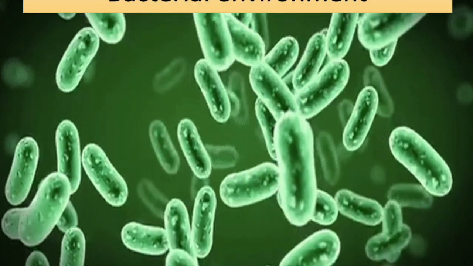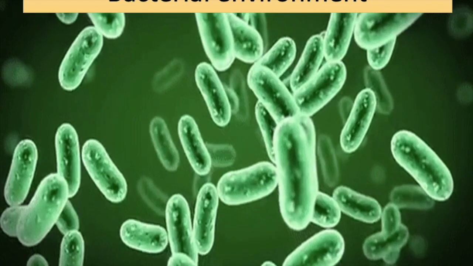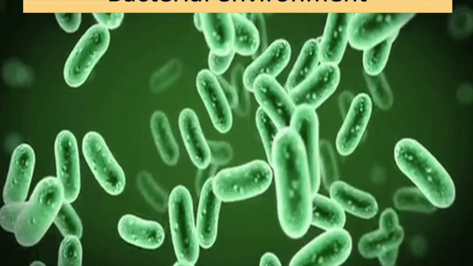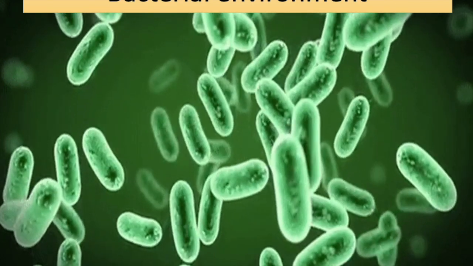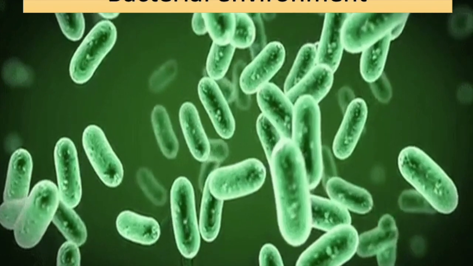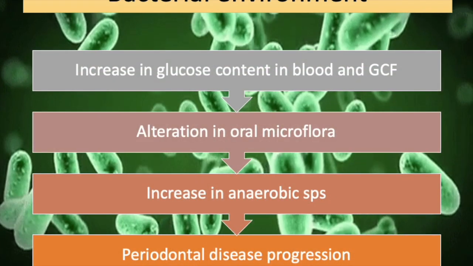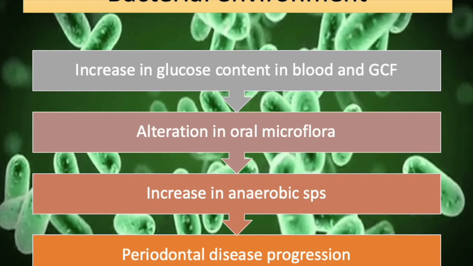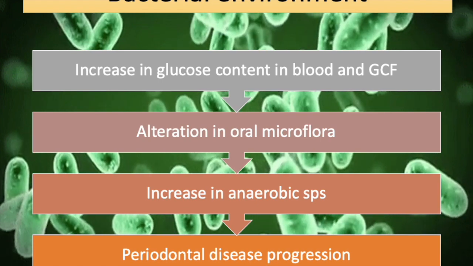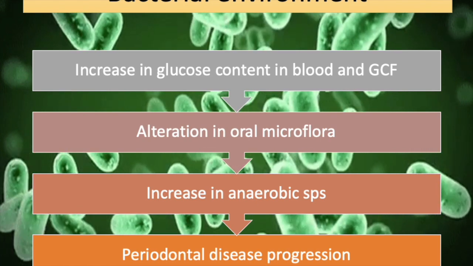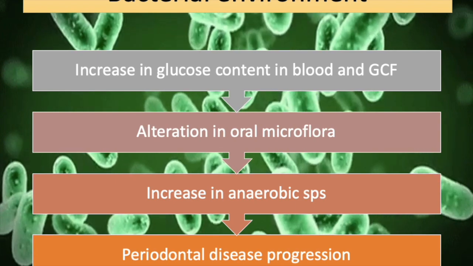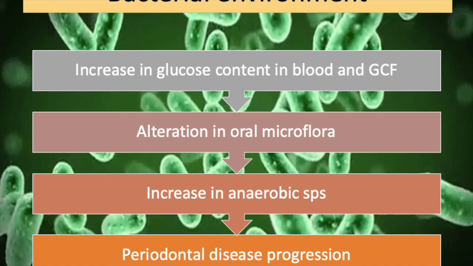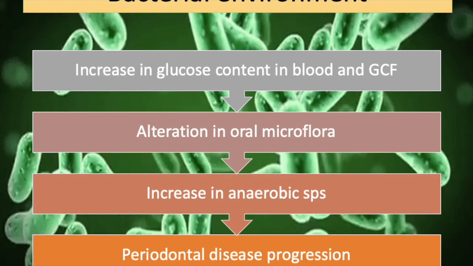Increase in glucose content is seen in blood and gingival fluid of patients with diabetes. This alters the oral microflora, leading to an increase in anaerobic vibrios, Actinomyces species, and Capnocytophaga species in the subgingival flora. Also, an increase in Aggregatibacter actinomycetemcomitans and Porphyromonas gingivalis has been seen. These bacteria are the primary etiologic factors of periodontal disease.